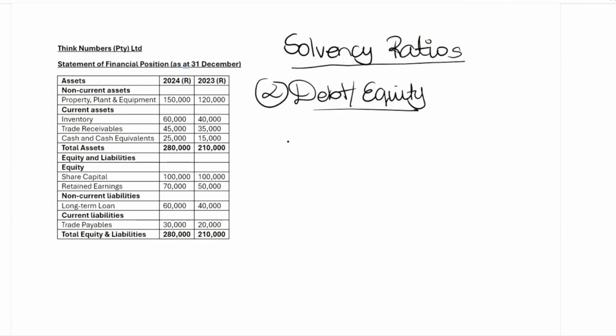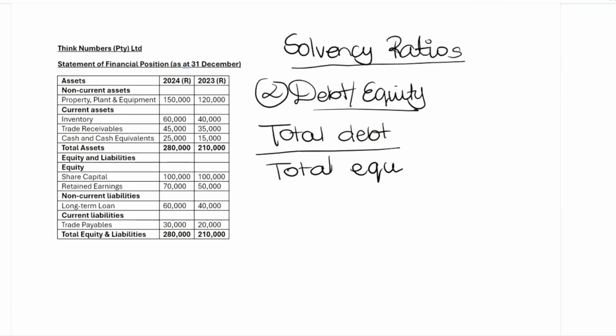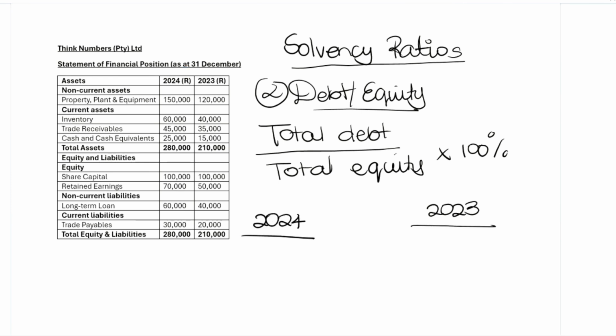The formula for our debt equity ratio, once again, looks at our total debt, but now we're going to divide this by our total equity. And as it's a ratio, we're going to multiply it by 100%. What the debt equity ratio measures is the proportion of debt financing relative to equity. So in 2023, our total debt, as we had previously calculated, amounted to 60,000.